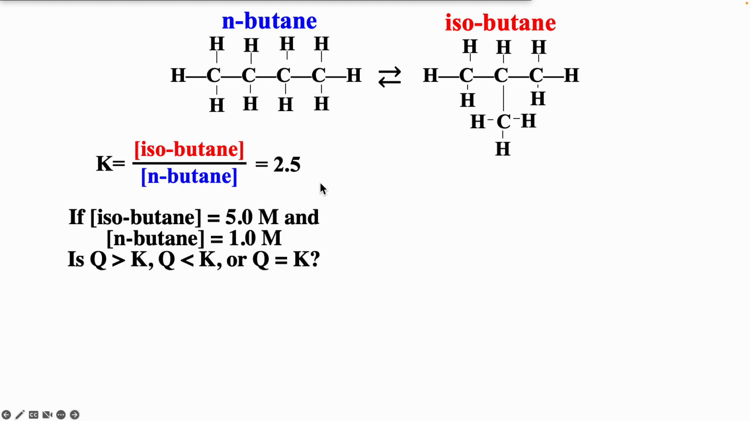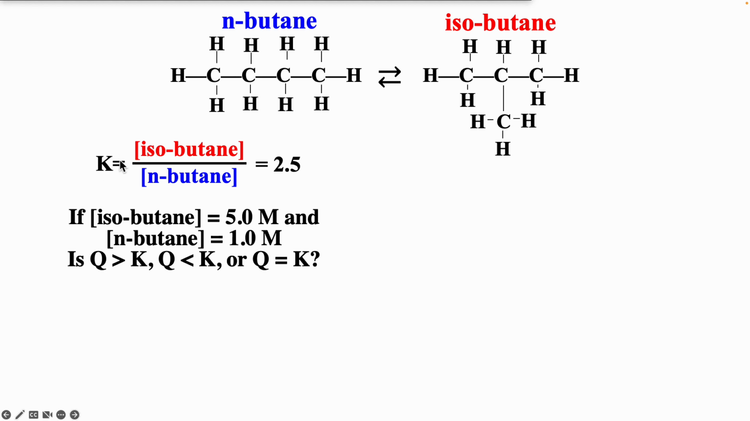And so if the concentration of isobutane is 5 and the concentration of N-butane is 1, does that mean Q is greater than K, less than K, or equal to K? So K, again, is a constant for a specific reaction at a specific temperature, does not change. Q does change as the reaction proceeds.